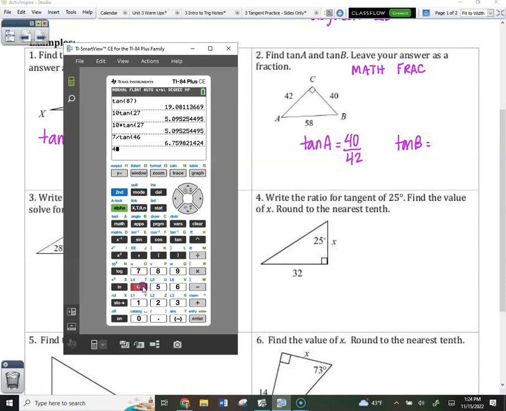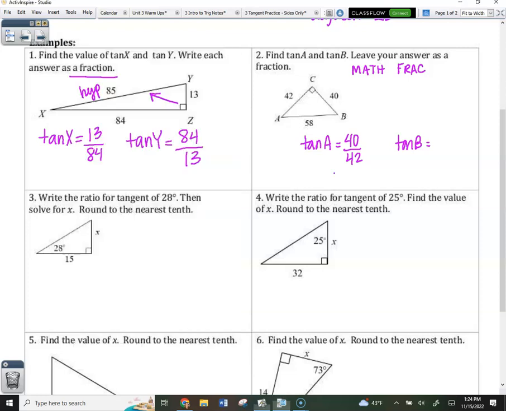You would type 40, divide 42, and then you're going to hit math, and the very first option says keep the fraction, and it will reduce it for you. You see that? So this would be 20 over 21.